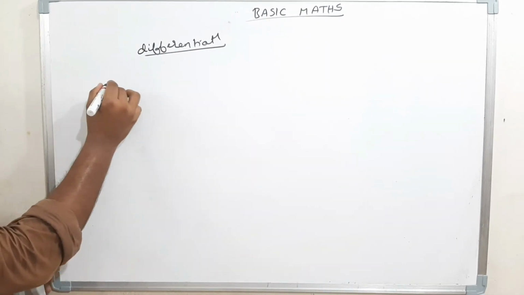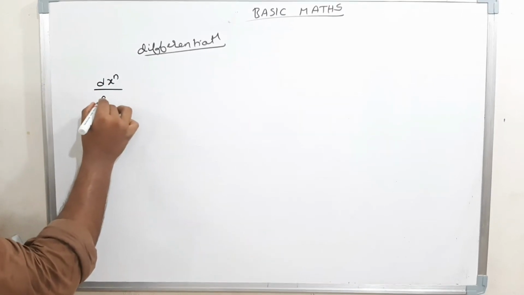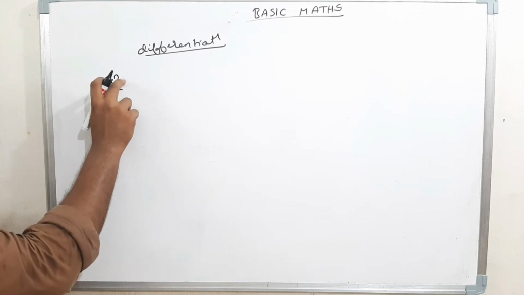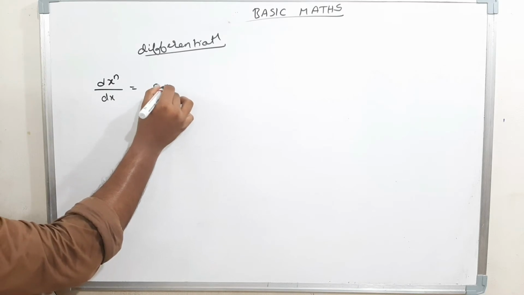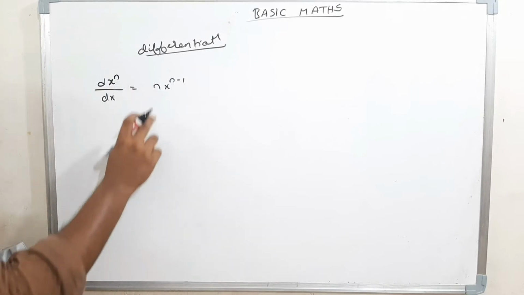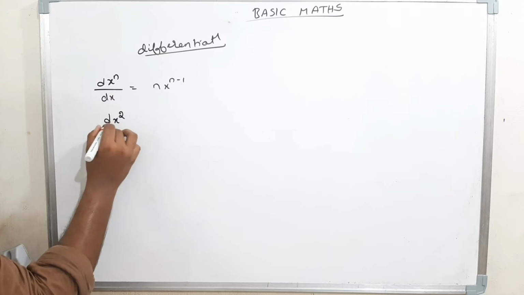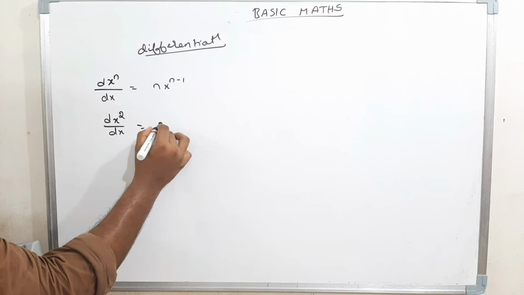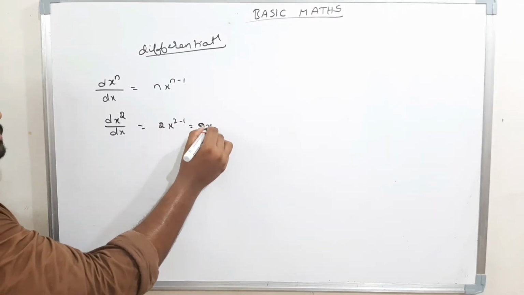What is the differentiation formula? The basic formula: x power n. The differentiation of x power n with respect to x is n into x power n minus 1. Remember this formula. Differentiation of x square: what is it? Use this formula. 2 into x power 2 minus 1, that is 2x.